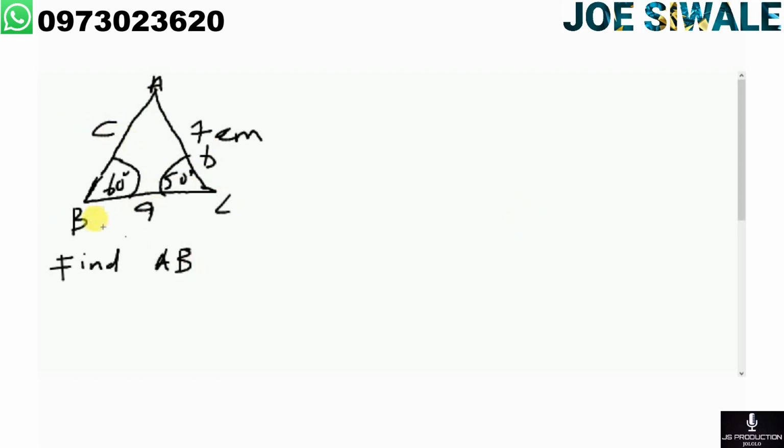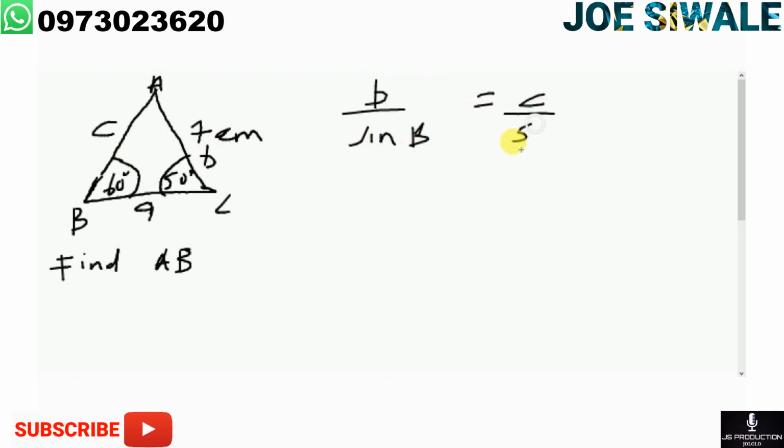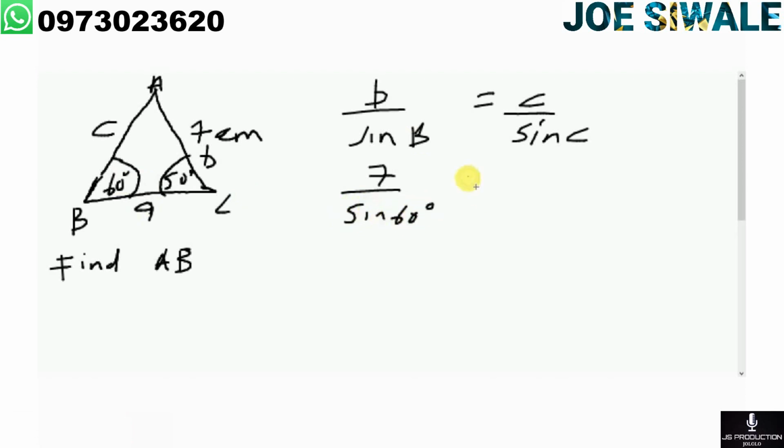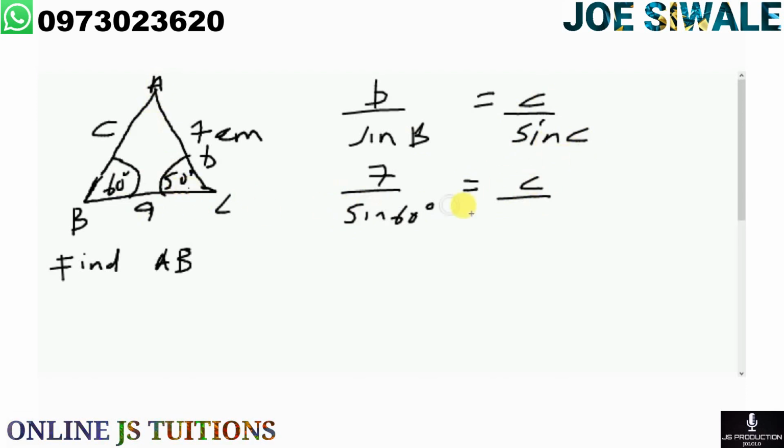I have been given the angle which is at point B and the side which is from point A to C, and I'm told to calculate side AB. So I'll say b over sine B is equal to c over sine C. Then b here is the length, which is 7 centimeters. So I'll say 7 divided by sine B. The angle which is at B is 60, so sine 60 degrees is equal to c, the length that I'm trying to calculate, which is length AB, over sine C. Sine C is the angle which is at point C, so this is sine 50 degrees.